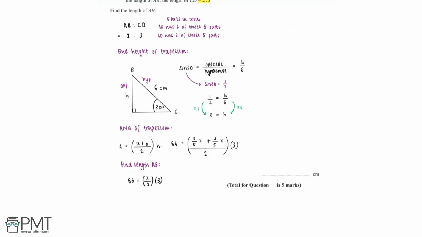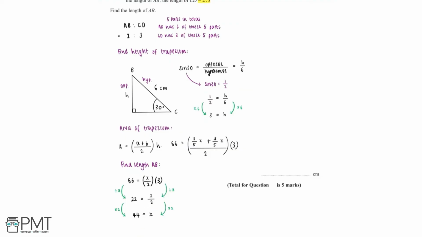Now to get rid of this 3 here, we can divide both sides by 3. 66 divided by 3 is equal to 22, and dividing the right hand side by 3 will leave us with x over 2. And finally, we can use this in order to find the value of x by multiplying both the left hand side and the right hand side by 2. 22 multiplied by 2 is 44, and x over 2 multiplied by 2 is equal to x, and so we've found that the value of x is equal to 44.